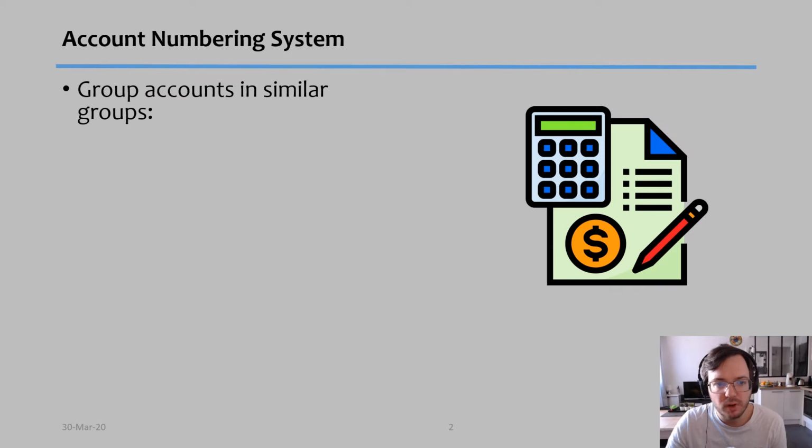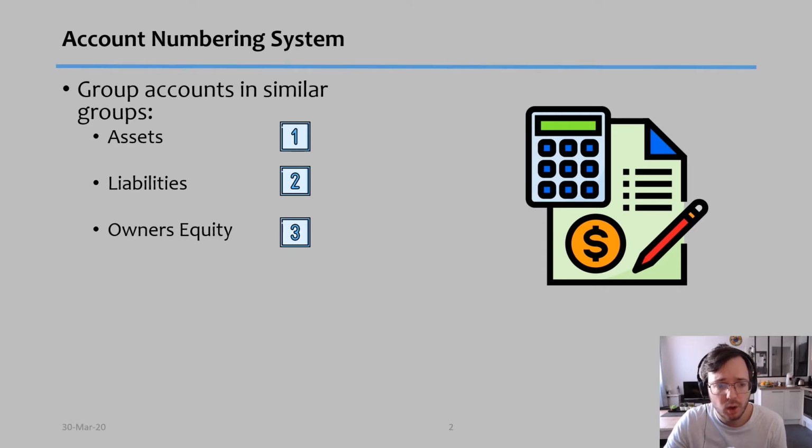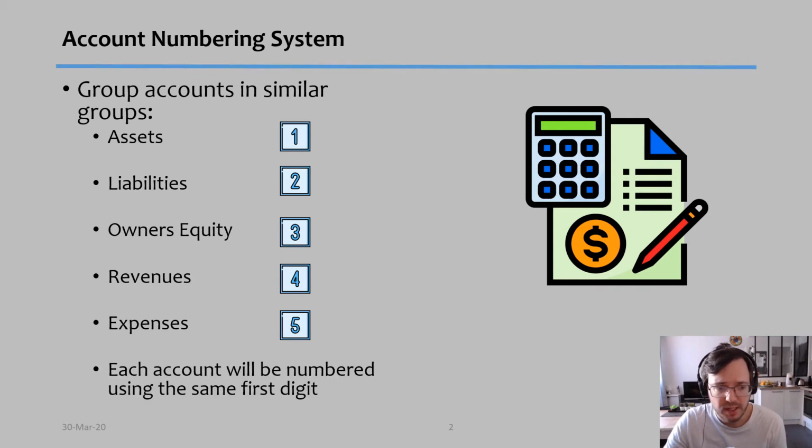Like I said before, accounts are always grouped in a similar manner. Assets start with number 1, liabilities start with number 2, owner's equity starts with number 3, revenue starts with number 4, and expenses start with number 5. So that means that each account that belongs to expenses, for example, would always start with the number 5.